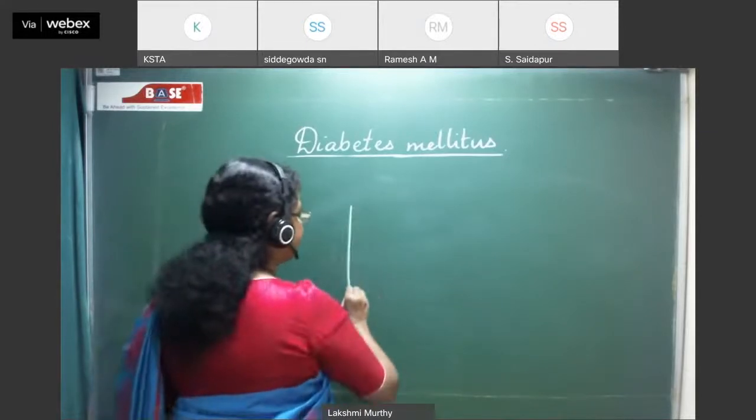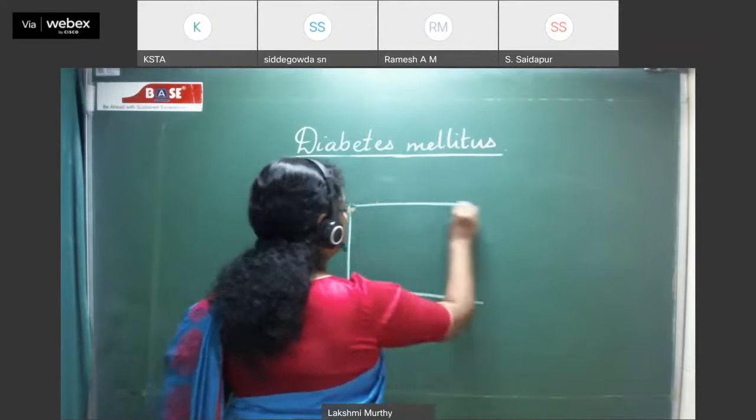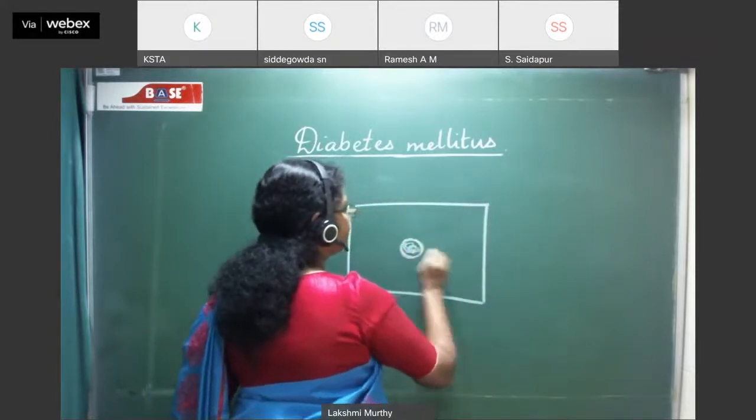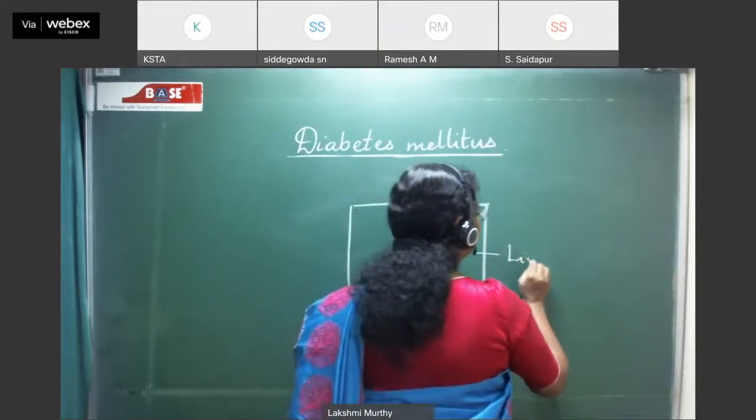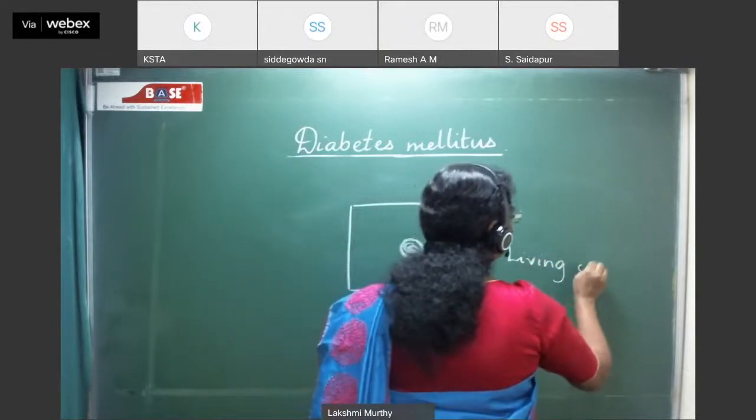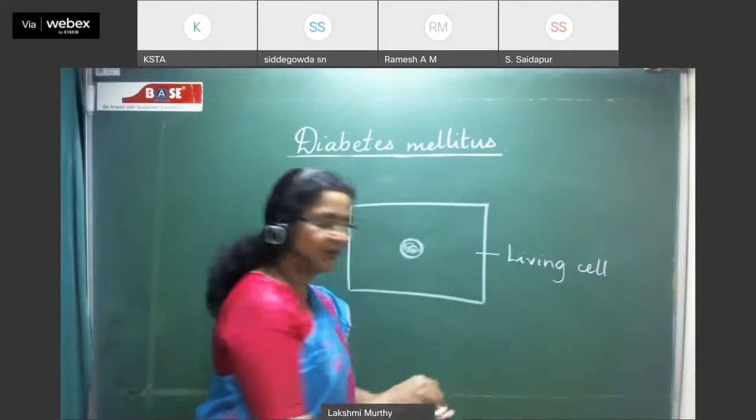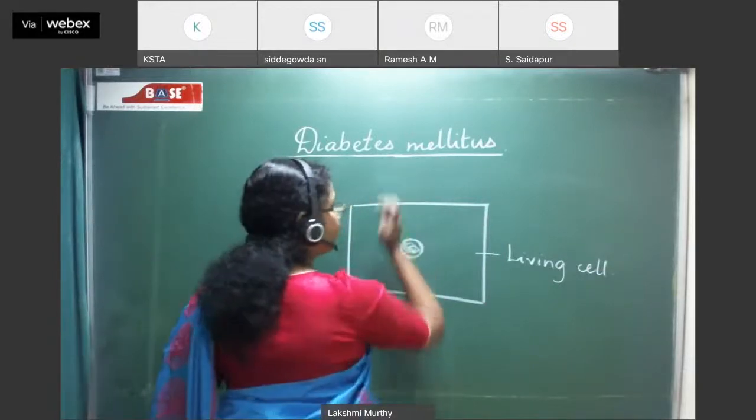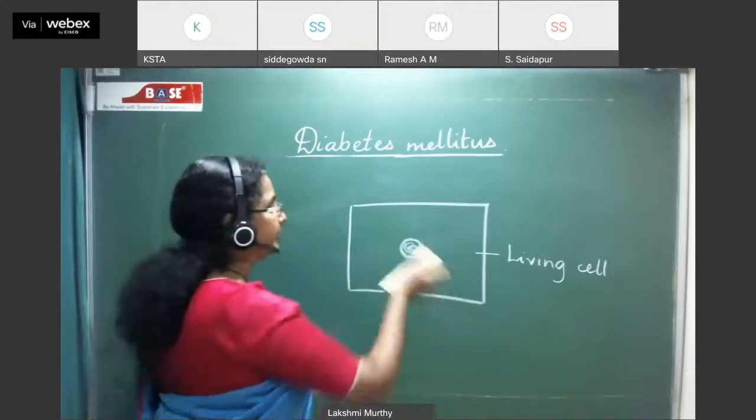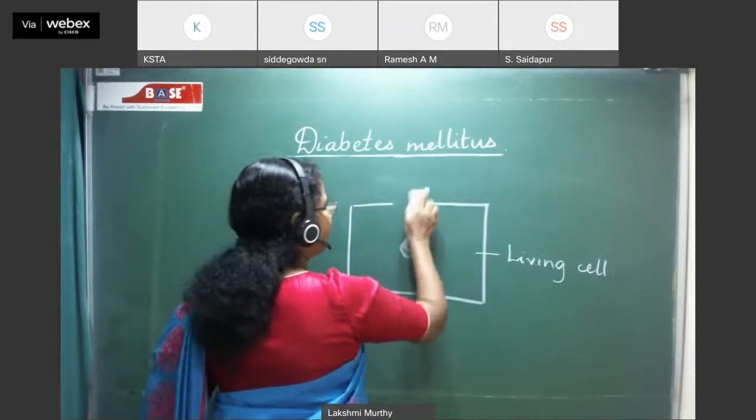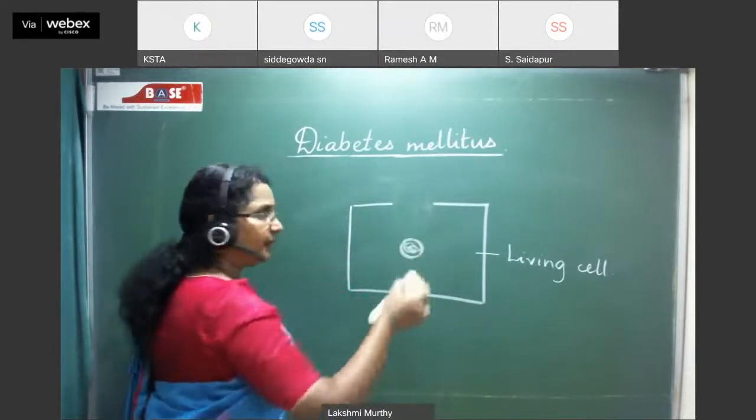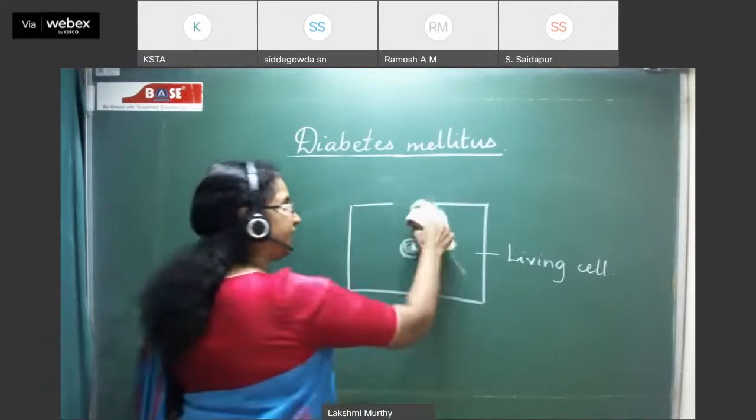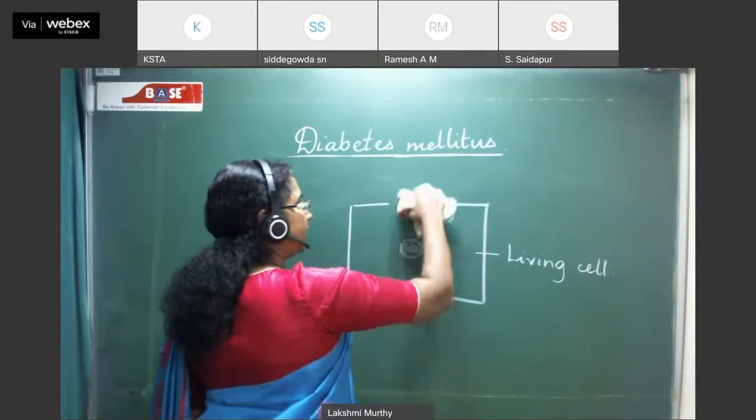For example, let us say we consider this as a cell. This is my living cell, and that is the nucleus. This is a living cell which is going to be seen. In this living cell you will find the presence of two structures that are going to be located on the living cell. So what are these structures? Please remember, I'm drawing this only diagrammatically, just a diagrammatic representation.